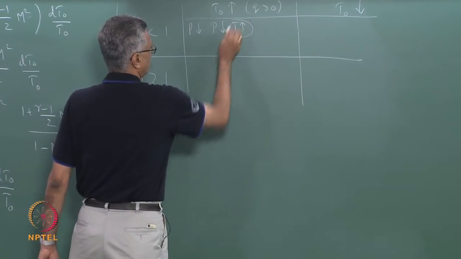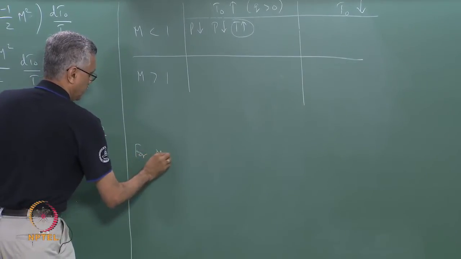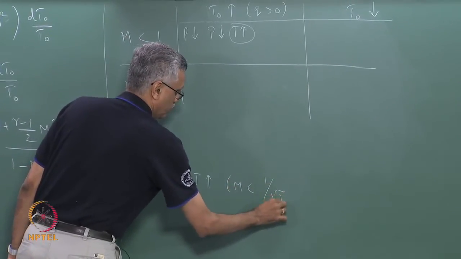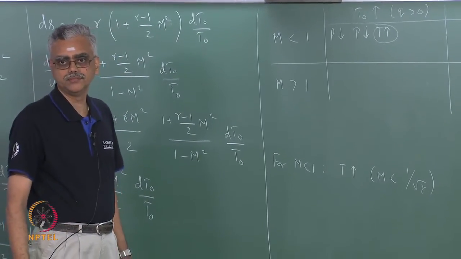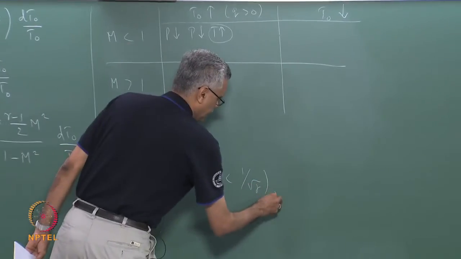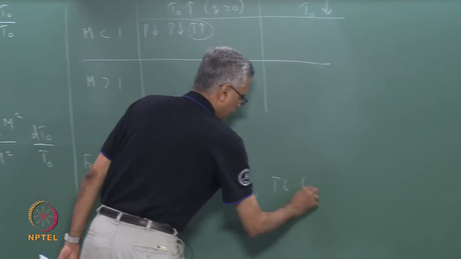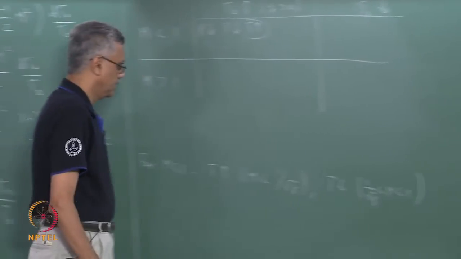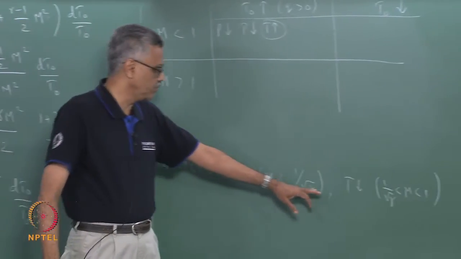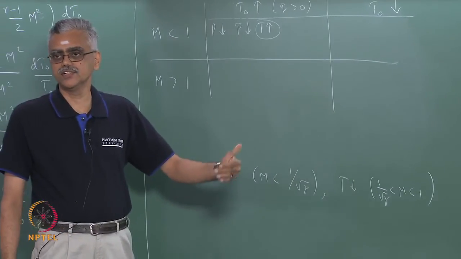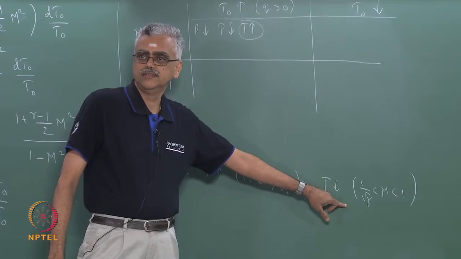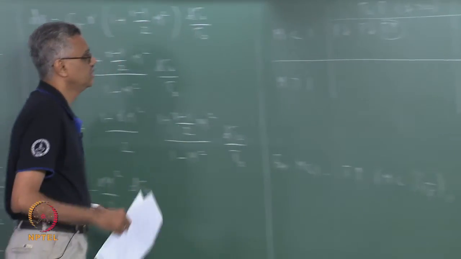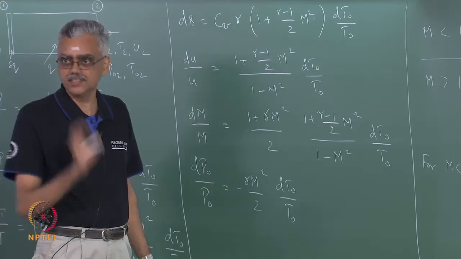So let me just put a circle around this and then we will write it here. So for M less than 1, the static temperature increases if M is less than 1 over square root of gamma with the addition of heat. And interestingly enough, the static temperature actually decreases when M lies between 1 over square root of gamma and 1. This is a very peculiar region in the flow field where the flow velocity and conditions are such that when I add heat to a subsonic flow at this Mach number, the static temperature actually decreases. Okay? It is not of major significance, it is just of academic interest that there can be a region like this.